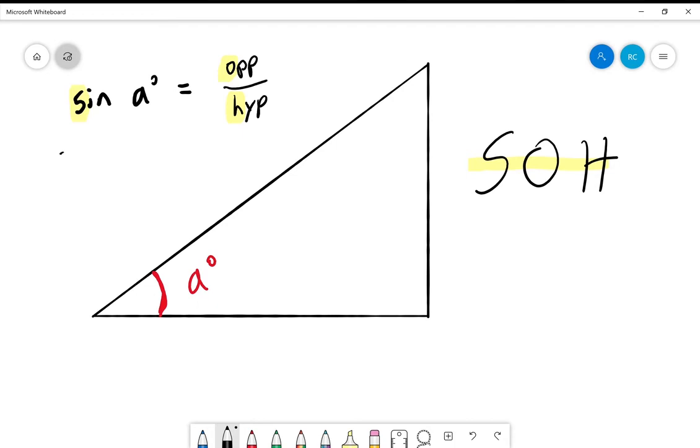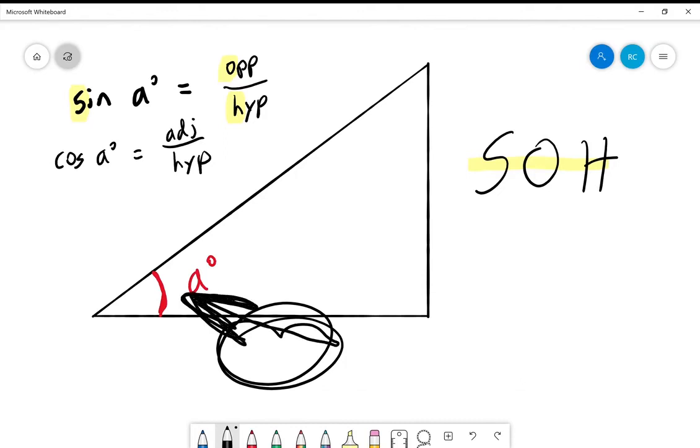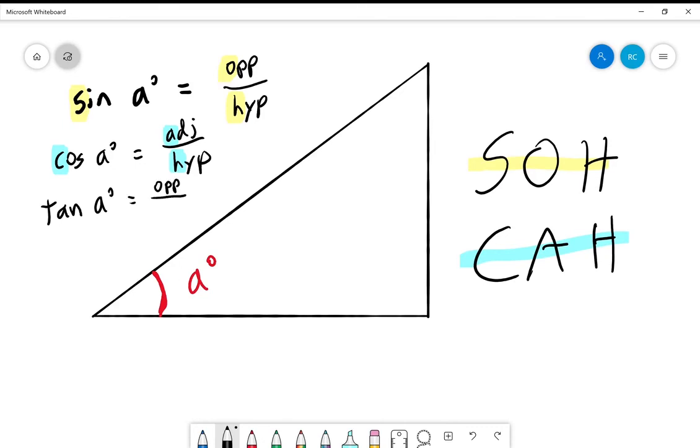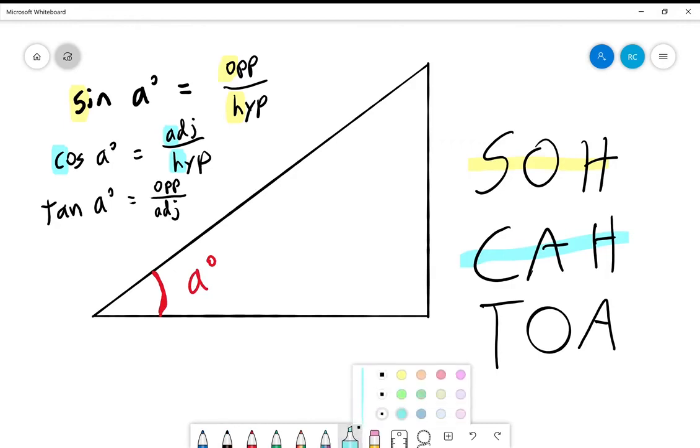Similarly, cosine of A degrees we define as the adjacent side divided by the hypotenuse. That's the adjacent side, the one that's next to the A degree angle, and the hypotenuse. And that's where the CAH in SOHCAHTOA comes from. Cosine is adjacent over hypotenuse. And finally, the very last one, tangent of A degrees is the opposite leg over the adjacent leg. That's the TOA. Tangent is opposite over adjacent, TOA.